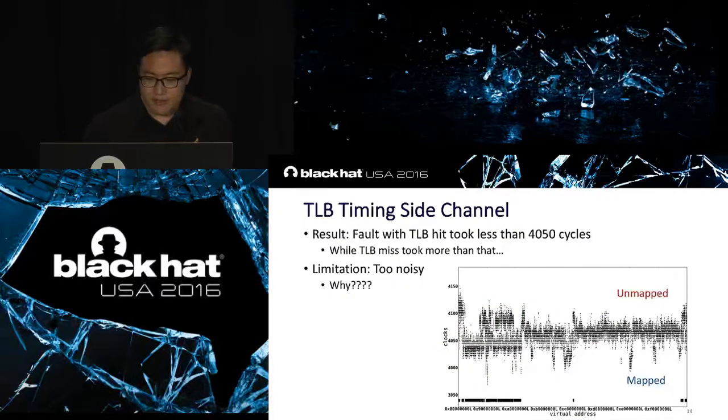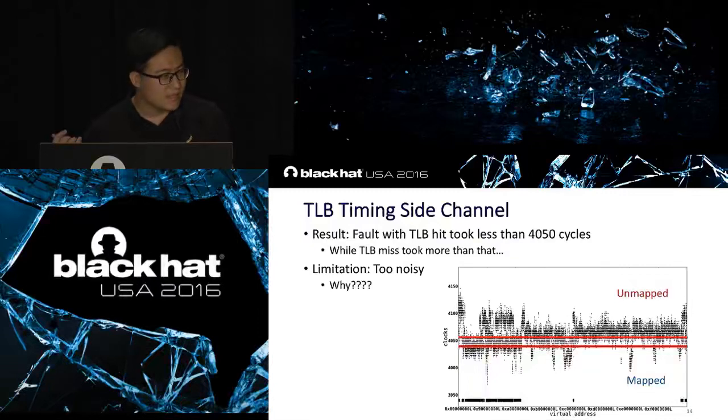By using this method, Hund et al. found that for a specific processor, if a page fault took less than a certain threshold, like 4,050 cycles, then it will be a mapped address. The figure on the right side is a graph from their paper, and there seems to be a tendency of lesser timing on the mapped pages at the bottom. However, we can see that the channel is quite noisy. We can see lots of dots around the 4,050 cycles, so it is very hard to clearly distinguish.